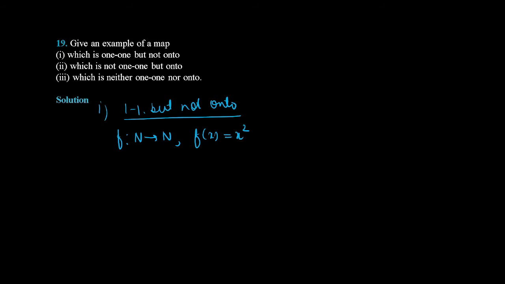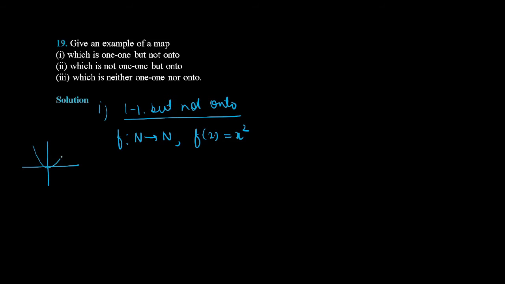Okay, now in the next example, we have to find an example of a mapping which is 1-1 but not onto, then not 1-1 but onto, and which is neither 1-1 nor onto. So we have to choose such kinds of mappings. In the first case, give an example of a map which is 1-1 but not onto. Suppose I define a function from N to N, natural number to natural number, and suppose f(x) equals x square is my function. So f(x) equals x square is a graph like this.